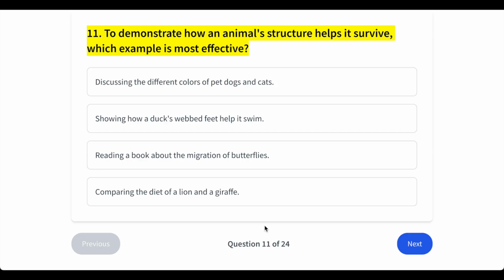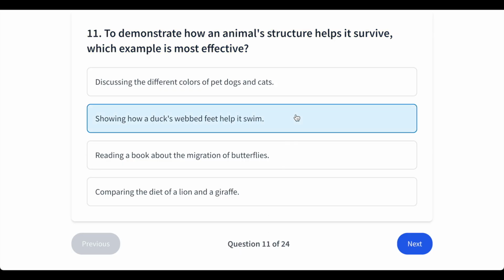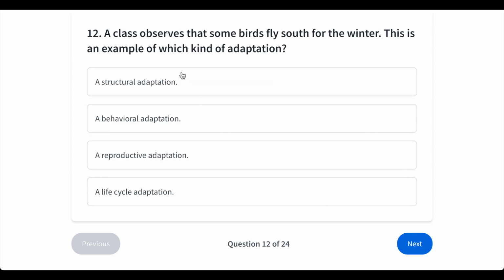All right, so read the answer options A, B, C, D, and then let's go over it. All right, so I'm going to select option B because showing how a duck's webbed feet help it swim really provides a clear and direct link between the physical structure, which is the webbed feet, and also the specific function for survival.